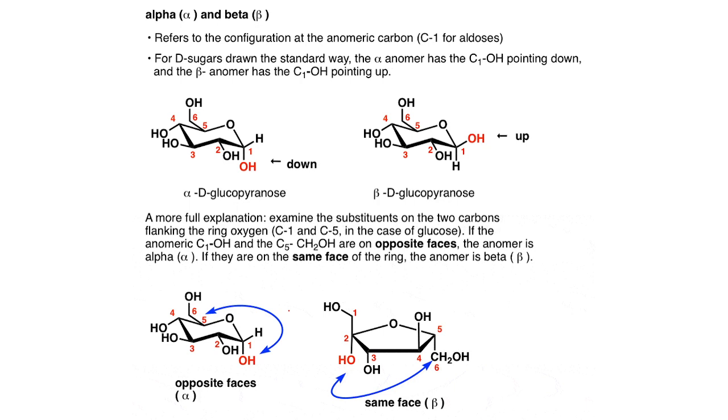Alpha and beta refer to the configuration at the anomeric carbon C1. For sugars drawn the standard way, the alpha anomer has the C1 OH pointing down and the beta anomer has the C1 OH pointing up. So this is the C1 position, pointing up or pointing down. If the OH on C1 and the group on C5 are on opposite faces, this is alpha. If they are on the same face, this is beta.